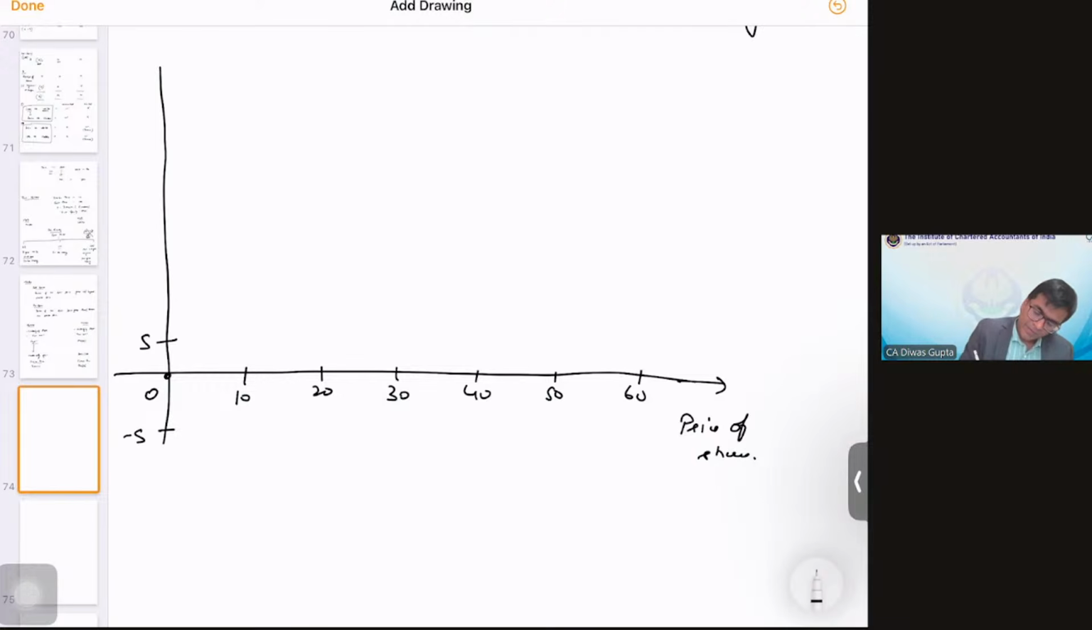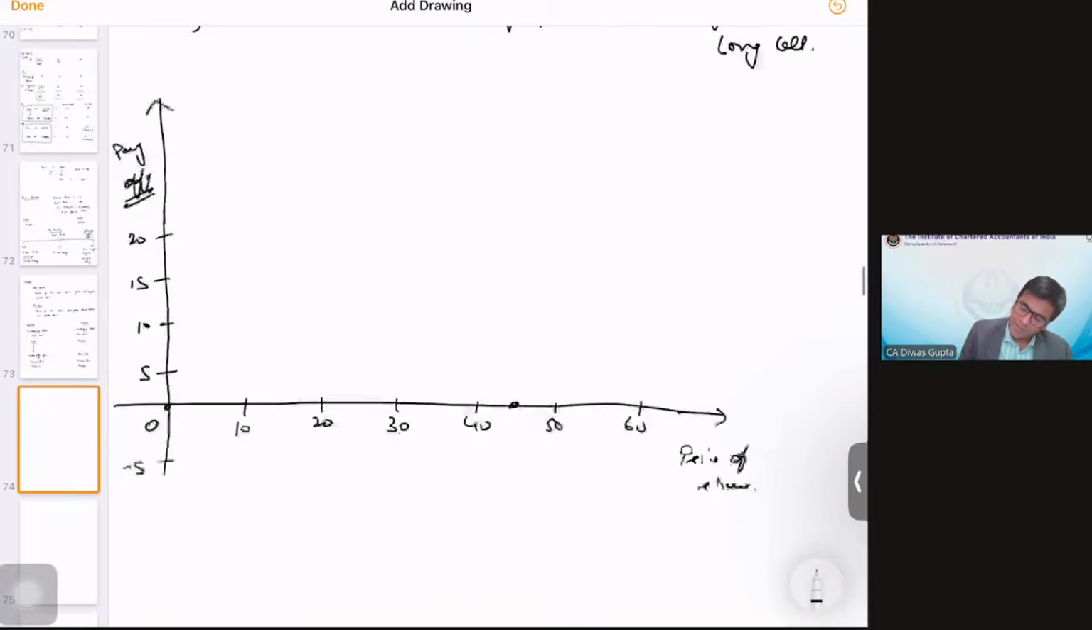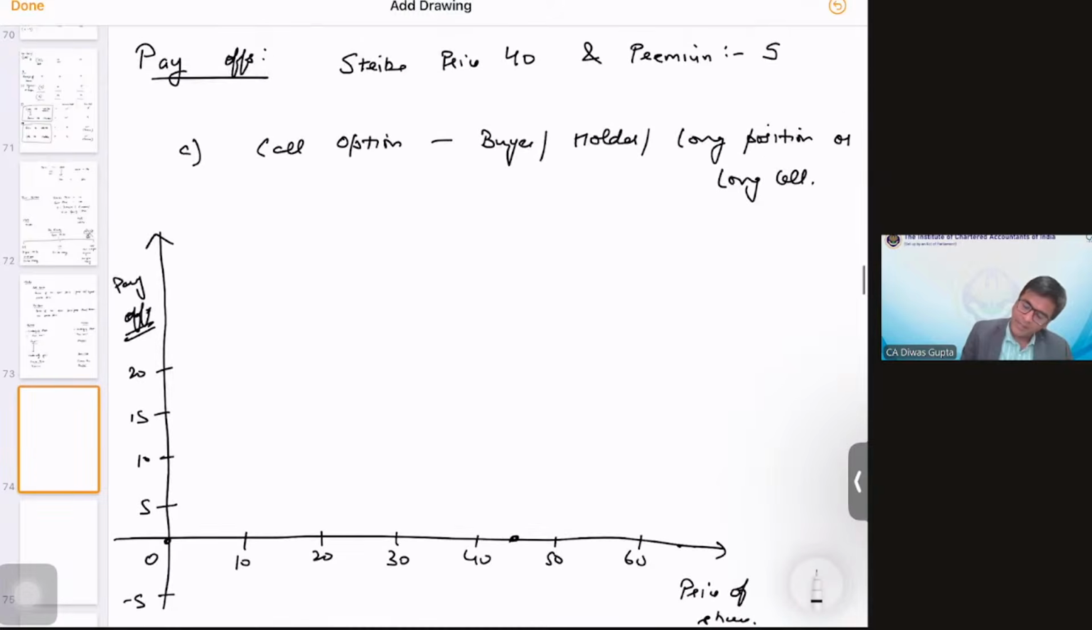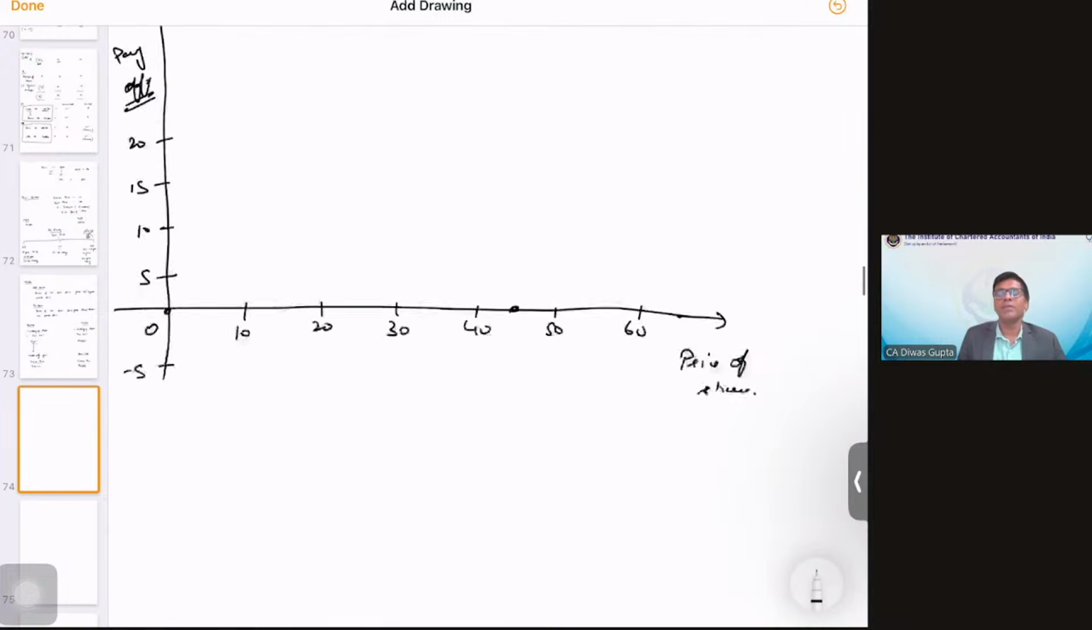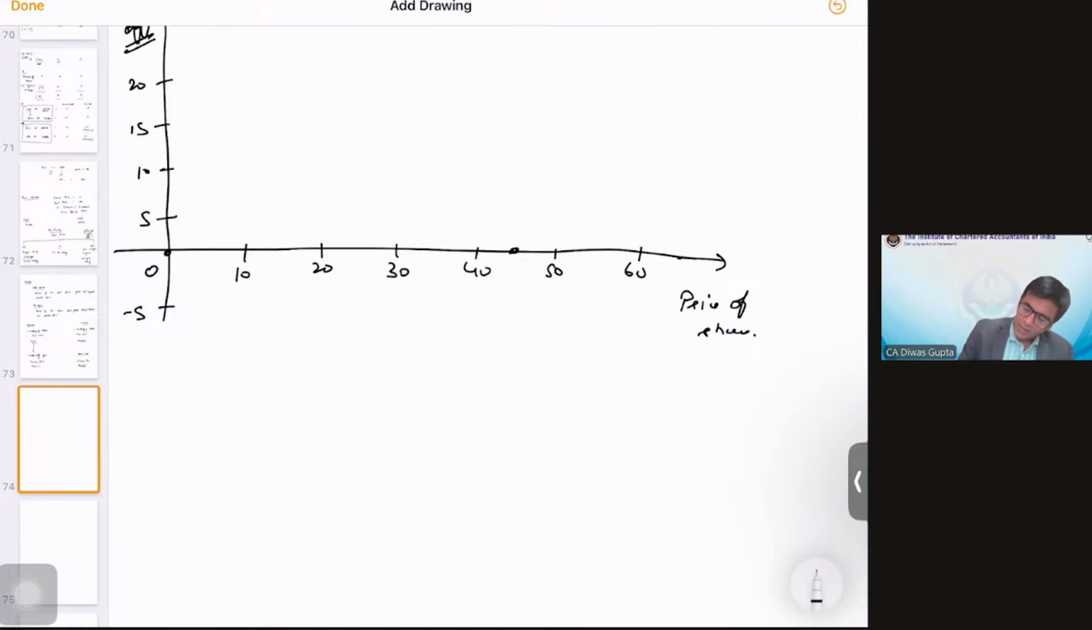Minus 5, 5, 10, 15, and 20. On this axis, we are putting payoffs. Payoffs means the net payoffs, right? There were two ways: one was gross settlement, one was net settlement. So we are discussing here the net settlement, right? So till the time the price is 45, correct? Strike price is 40 and premium is 5.